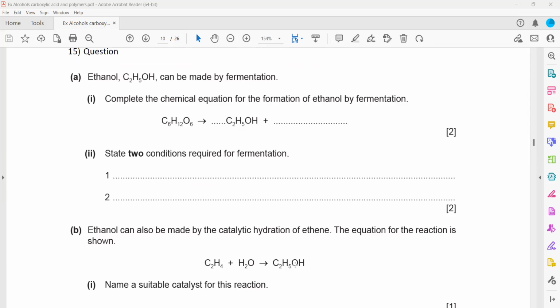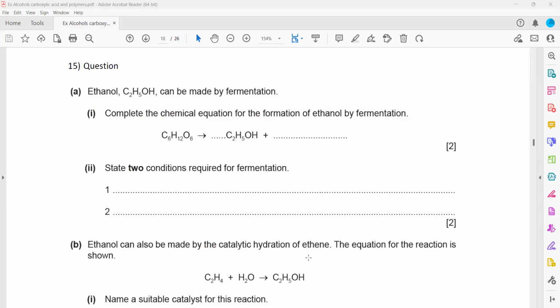Question 15. Ethanol can be made by fermentation. Write a chemical equation for the formation of ethanol. It produces 2 molecules of ethanol and 2 molecules of carbon dioxide, and the equation is balanced.